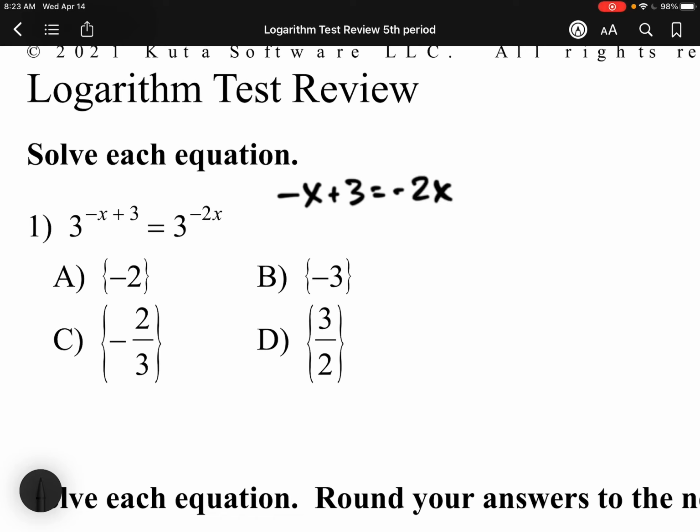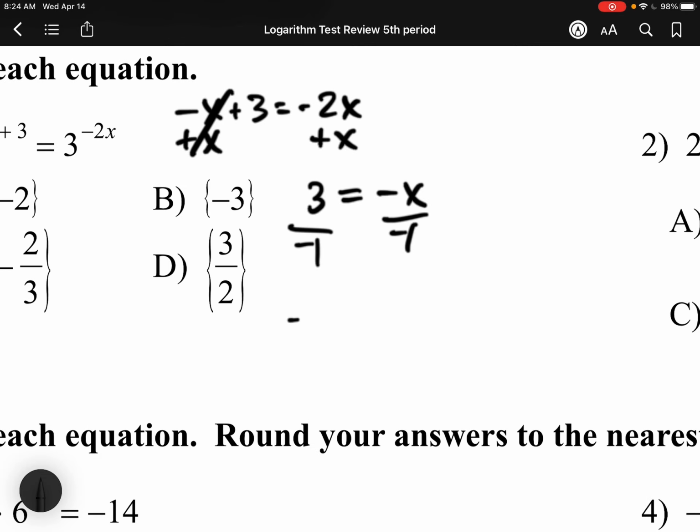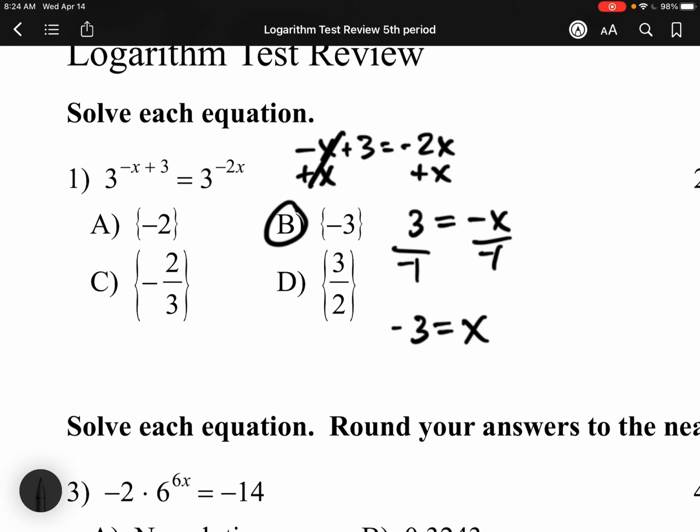Now to solve for x, I'm going to combine like terms, right? I want to get this negative x to the other side. So to get rid of it, I'm going to add x to both sides. It gets rid of this here. And then I'm left with 3 is equal to, now negative 2x plus x is just negative x, right? Now I want my variable to be positive, so I'm going to divide both sides by negative 1 so that the signs change. So then I have negative 3 is equal to x. And that is my answer for number 1, answer B.